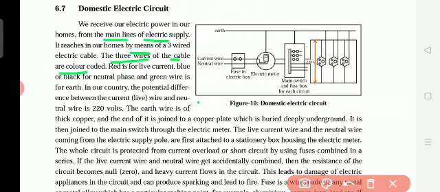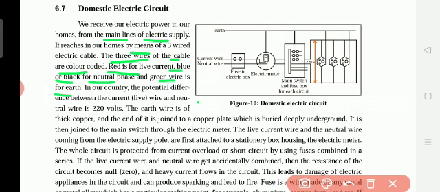For example, red is for the live current. Red, the live current, means the red wire brings the electricity from the main box, from the poles, to the house. The next one, blue or black, is for the neutral wire, and the green wire is for earth. The green wire is given a connection to the earth, the ground.